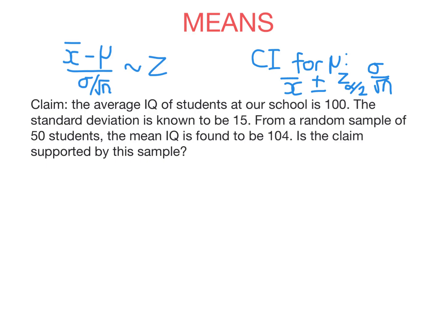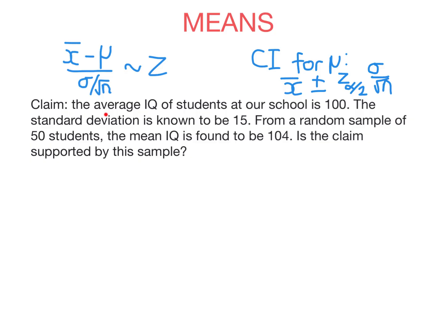Thank you so much for tuning into this video in which we will look at hypothesis testing and confidence intervals for means. So we already know that this quantity here follows a standard normal distribution, that is a normal distribution with mean 0 and standard deviation 1. So we're going to use that to perform a hypothesis test on a mean.